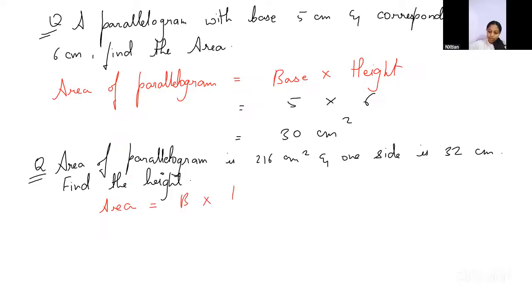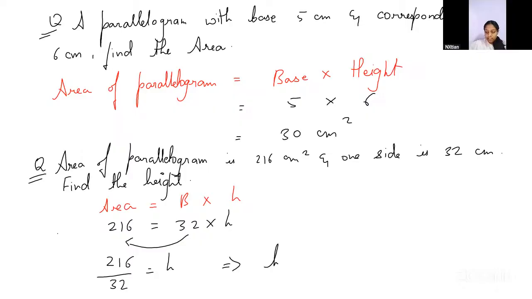Okay, put the values. Area is how much? 216 is equals to B, which is 32, into H. I don't know H, so this 32 I will take this side. So it becomes 216 divided by 32 equals to H. So you cancel and it becomes H is equals to 6.75 centimeters.